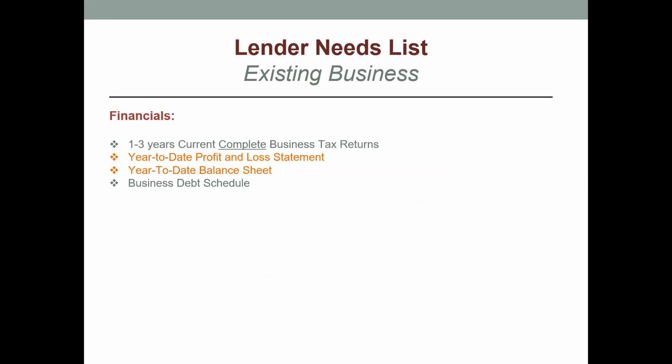A lender's needs list can also be called a conditions list. A lender will need business financials, and here is our list: one to three years of current, complete business tax returns, a year-to-date profit and loss statement, a year-to-date balance sheet, and a business debt schedule.